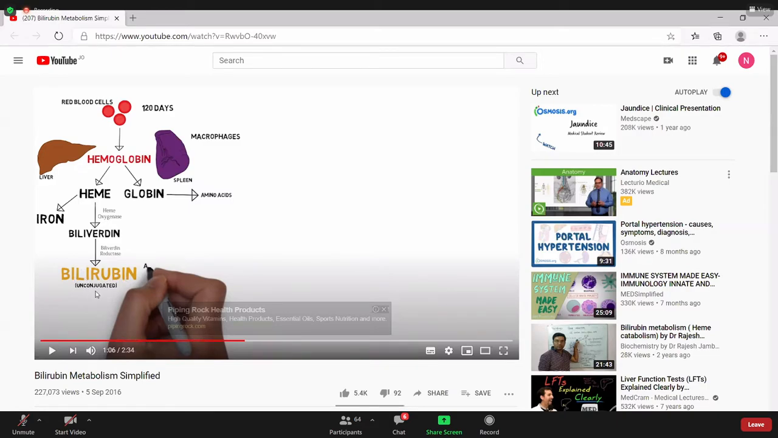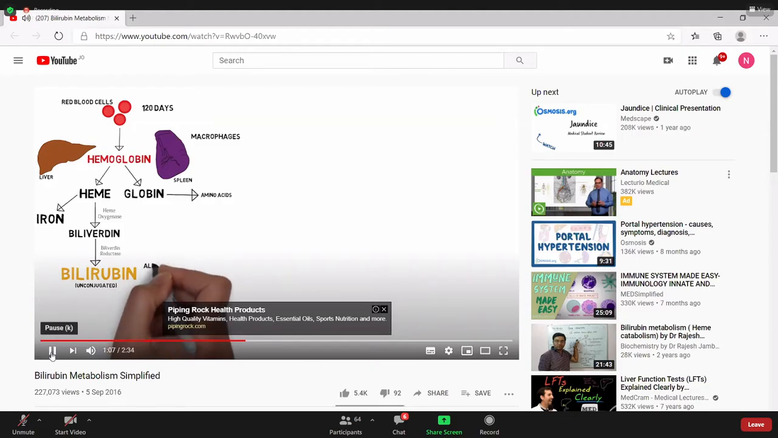Biliverdin, by biliverdin reductase, is converted to bilirubin. The bilirubin, which is unconjugated bilirubin, has to bind to another protein to be circulated in blood. When it travels, this bilirubin goes to the liver to be conjugated through the venous system. All of this comes from the splenic vein into the portal vein and returns to the liver. The role of the liver we will see now.